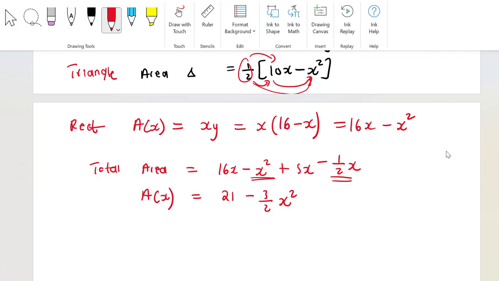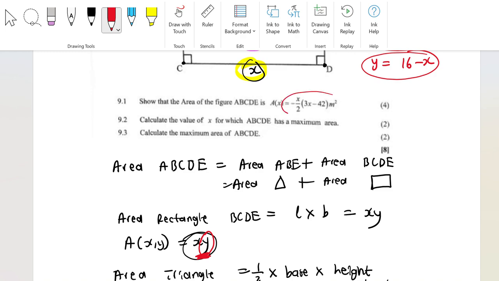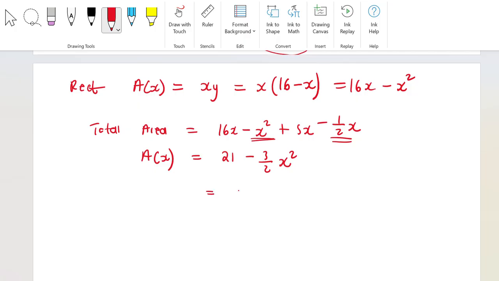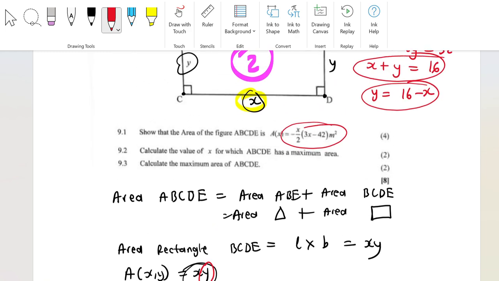But your aim is to write it in this way with only a half on the outside. So how do you do that? Well, if I take out a common factor of negative a half x here, what should I put? What number should I multiply by a half to get 21? It turns out that is 42, so 42 multiplied by a half is 21. So here I must put negative 42.